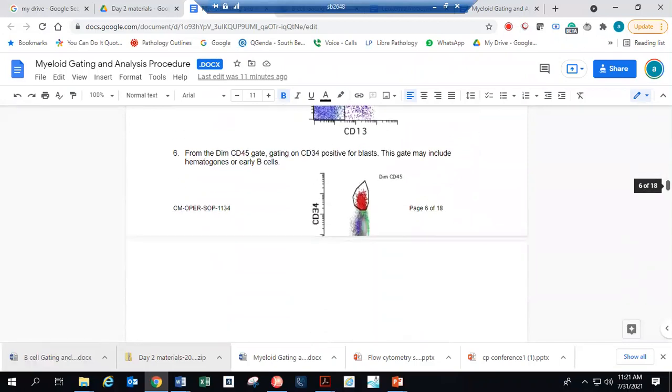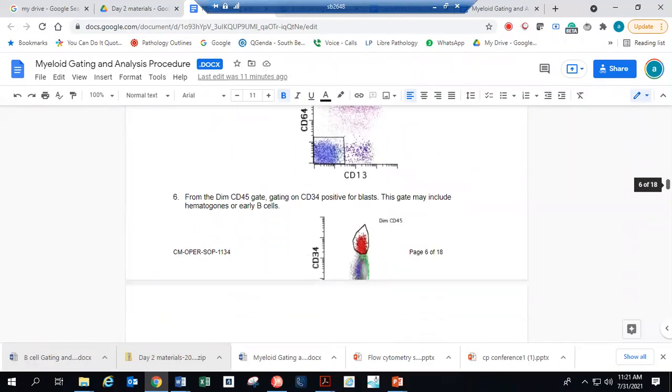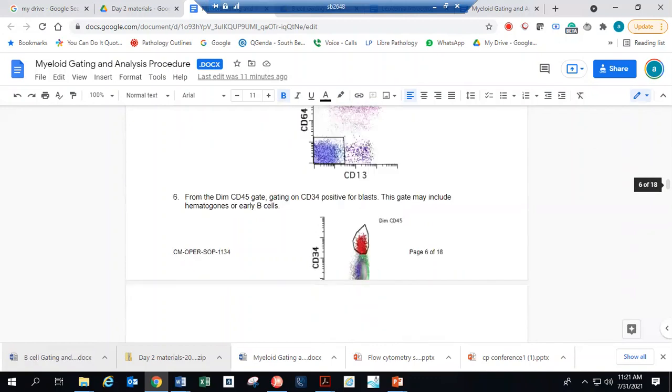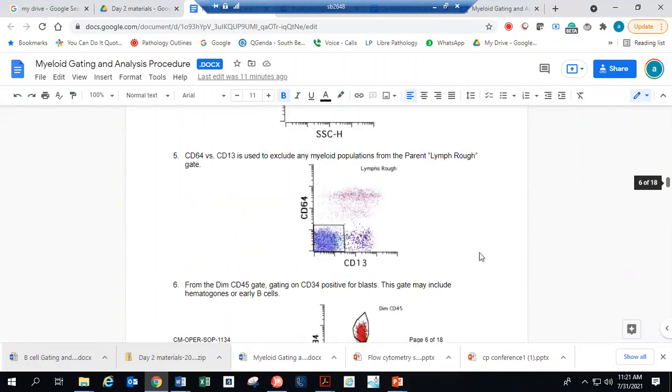So again, this blue population, for now we have understood that the blue populations in our flow plots are lymphocytes. So lymphoid population. So basically, CD13 negative, CD64 negative, these are your lymphoid rough gate.